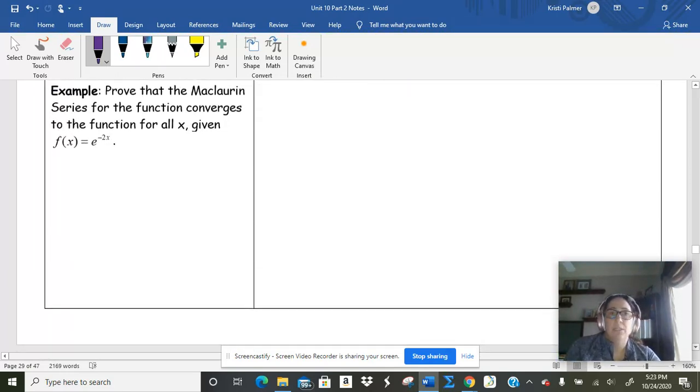Okay. This one says prove that the Maclaurin series for the function converges to the function for all x. So what that is telling me up there is that my radius of convergence would be infinity. And then it gives me this function right here. So before I worry about all of that, the first thing I want to do is find the power series for this. So go ahead and do that. Start with your e, and then plug in your negative 2x and get your power series for that. Okay?